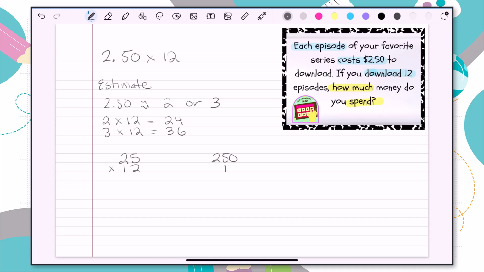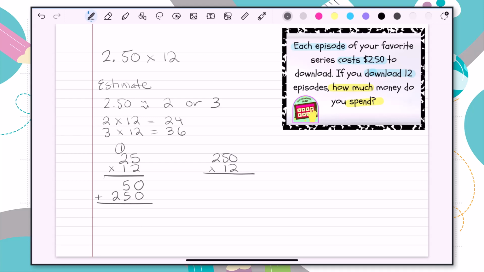So we're multiplying 25 times 12 and 250 times 12. We don't really need the 0 on the end, but some kids put it there, and so I'll show you that we can do that and still have it make sense. 2 times 5 is 10. I've got to carry the 1 into the tens column. 2 times 2 is 4, plus the 1 that's already there.